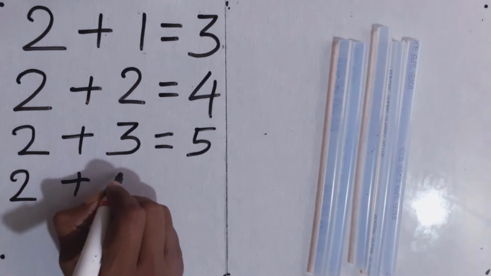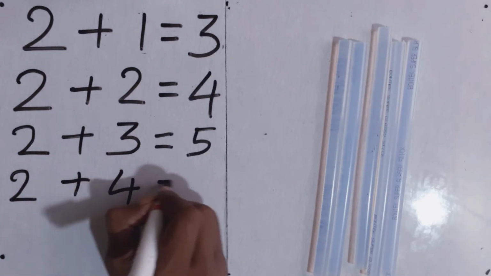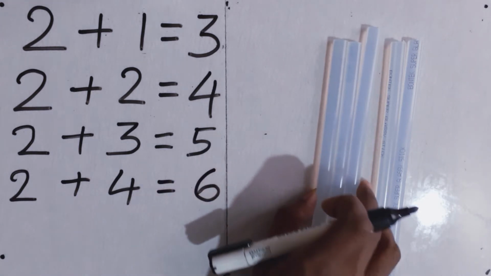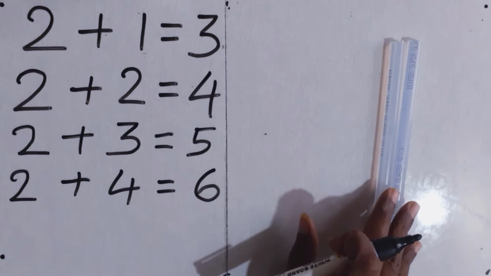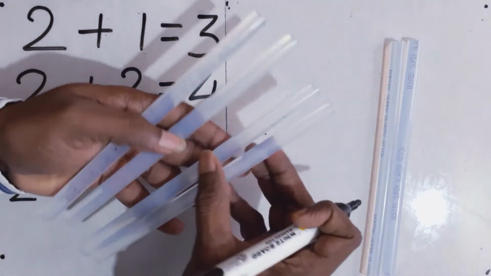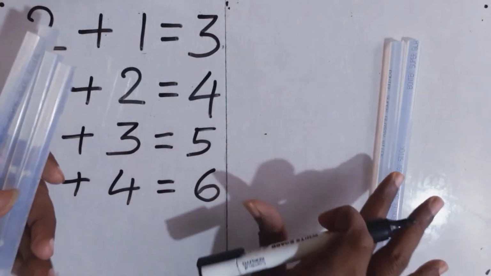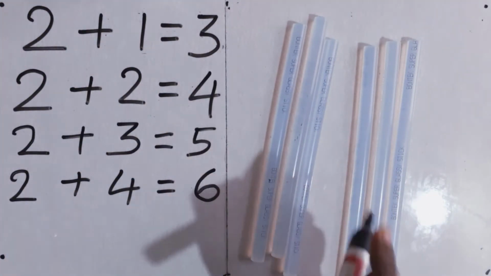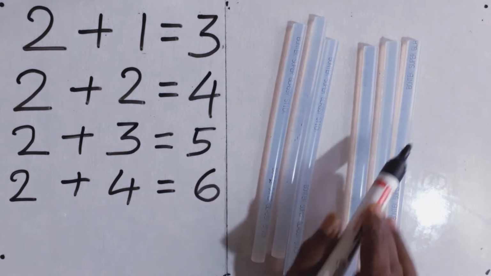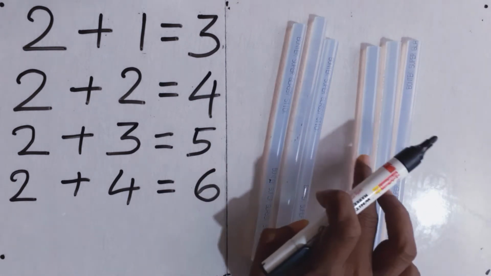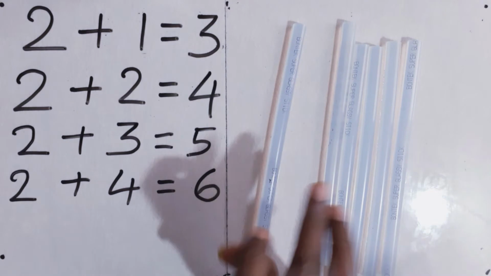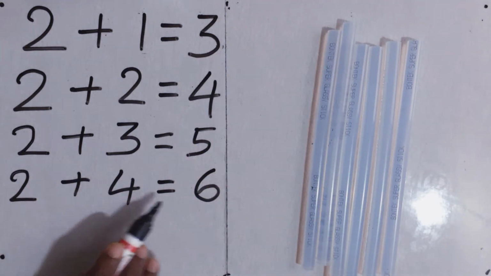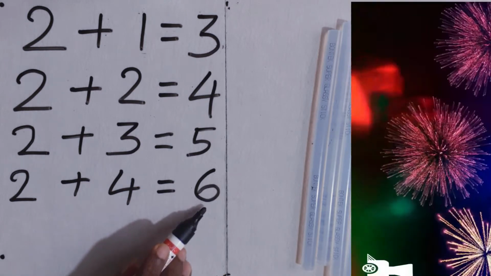2 plus 4 is equal to 6. These are 2 sticks. These are 4 sticks. 2 plus 4. Now you count all sticks. 1, 2, 3, 4, 5, 6. 2 plus 4 is equal to 6.